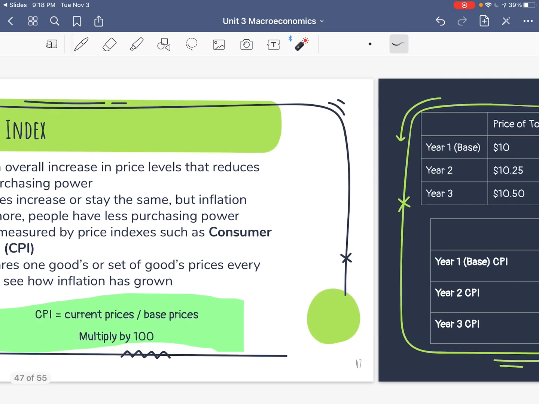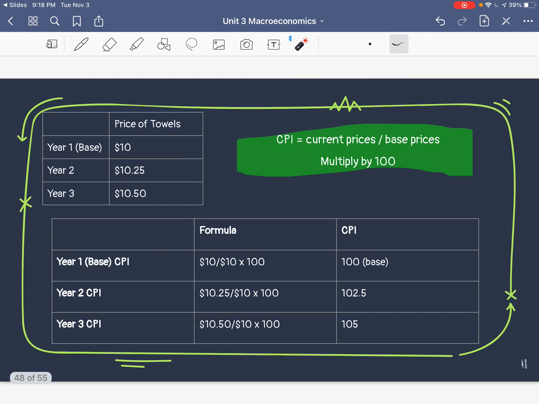Okay, so let's do it here. Again, our formula is up here on the right, and we're looking at the price of towels. So I will give you the base year, and it's year 1. A towel costs $10. Year 2, a towel costs $10.25. Year 3, a towel costs $10.50. So let's find out what the consumer price index for every year was. And maybe this will help you understand the whole real GDP thing, why we divide by a consumer price index. It shows us what inflation is.